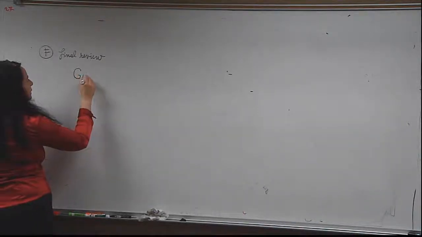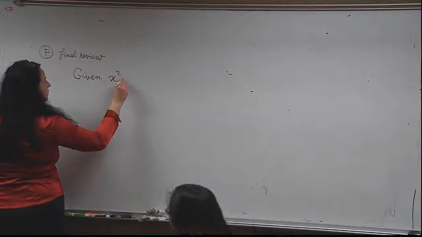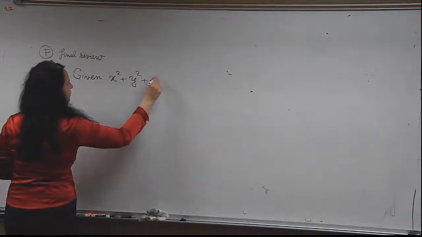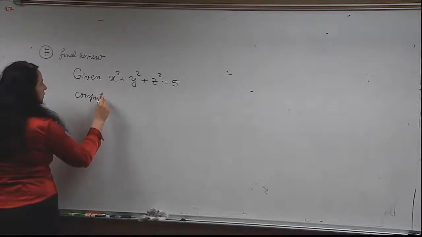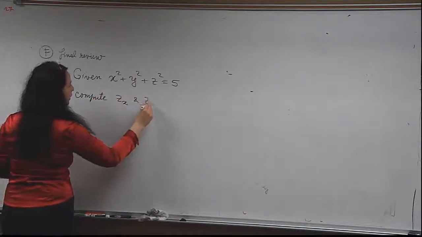Let's say given the constraint x squared plus y squared plus z squared equals 5, compute z sub x and z sub y.